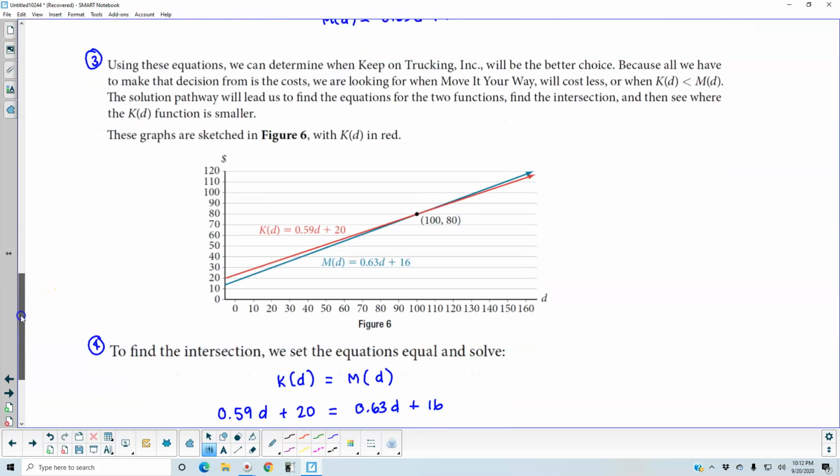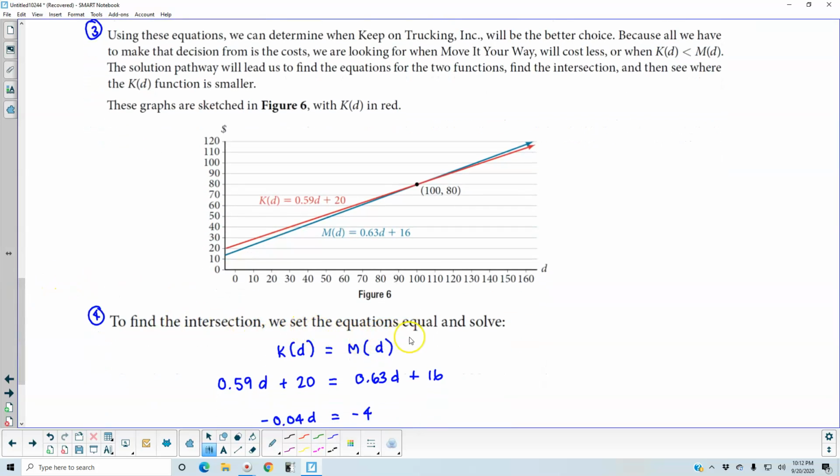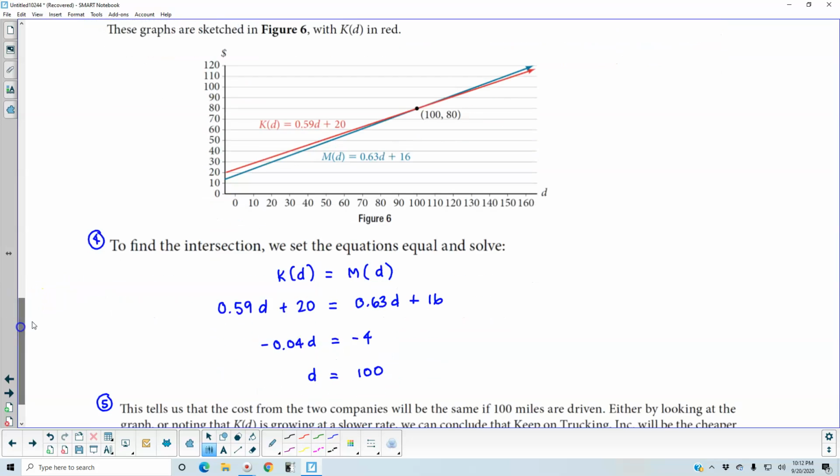Now, to find the intersection, we're going to set these equations equal to each other and solve. We're going to set the function K of D equal to the function M of D. So we have 0.59D plus 20 equals 0.63D plus 16, and we're going to solve for D. So we can subtract 0.63D from the left to get negative 0.04D. Subtracting 20 from the right side gives us negative 4. Divide both sides by negative 0.04, then the distance traveled for when they're equal to each other would be 100.